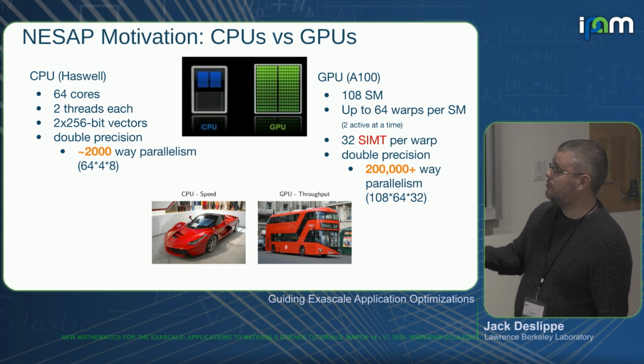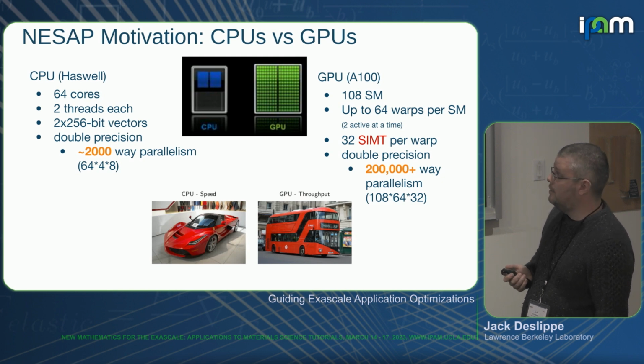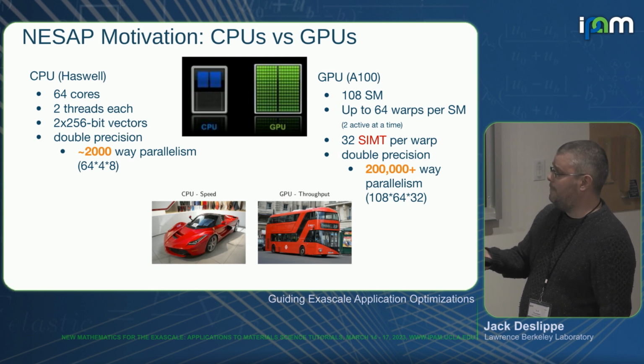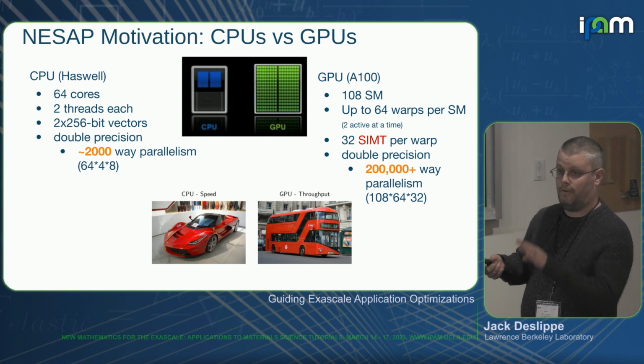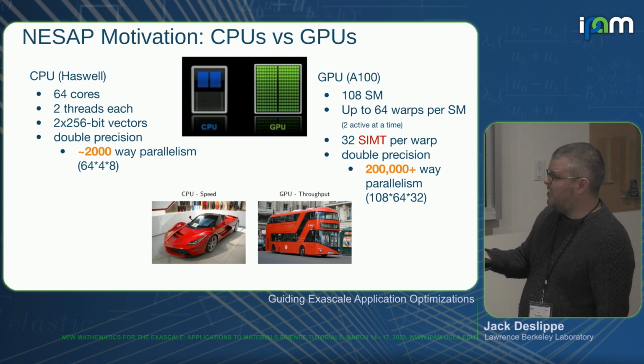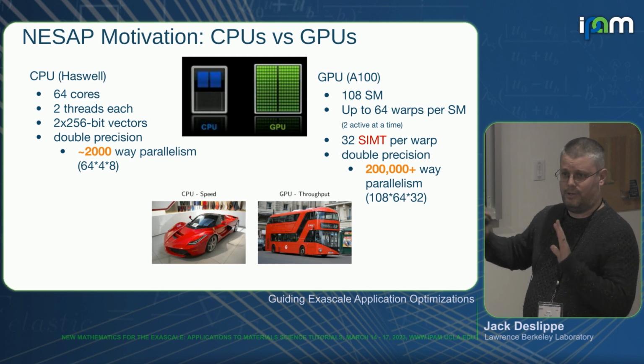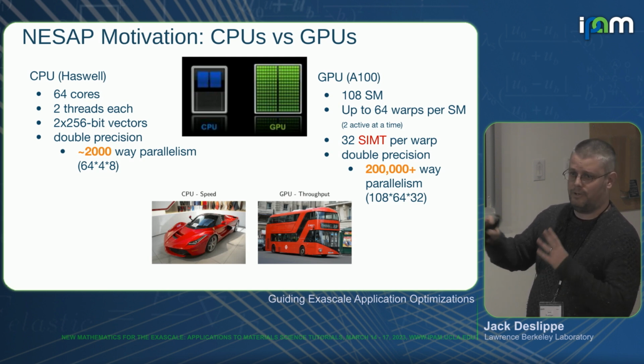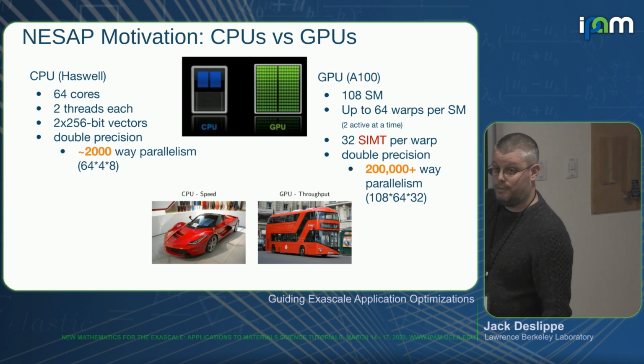So if we take one of those traditional Intel Xeon processors, this is the traditional partition of Cori, you would have 64 cores per node across 2 different sockets, so each one has 32 cores. With hyper-threading, they could potentially support 2 threads each. With AVX2, you have 2 vector units that each support 4 double precision numbers. So you end up with 2,000-way parallelism when you multiply this together per node on this more traditional CPU server class architecture. Now let's compare this to a GPU.